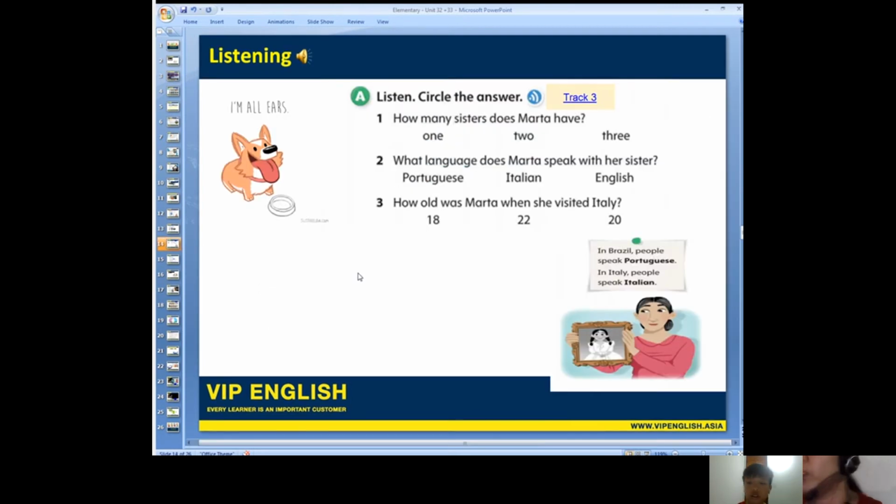So here we have a listening exercise. Don't worry, this is very easy. Okay, here, I'm all ears. When you say I'm all ears, it means I'm listening or I'm ready to listen. Now let's start.